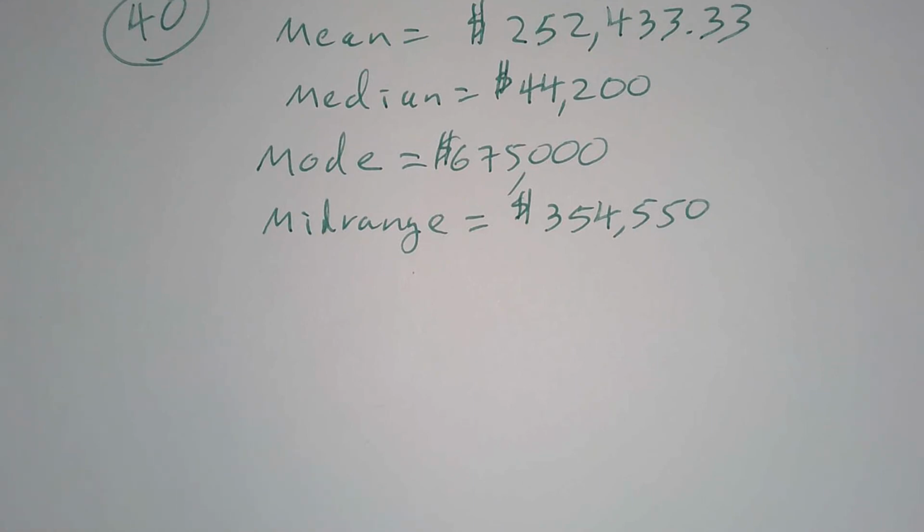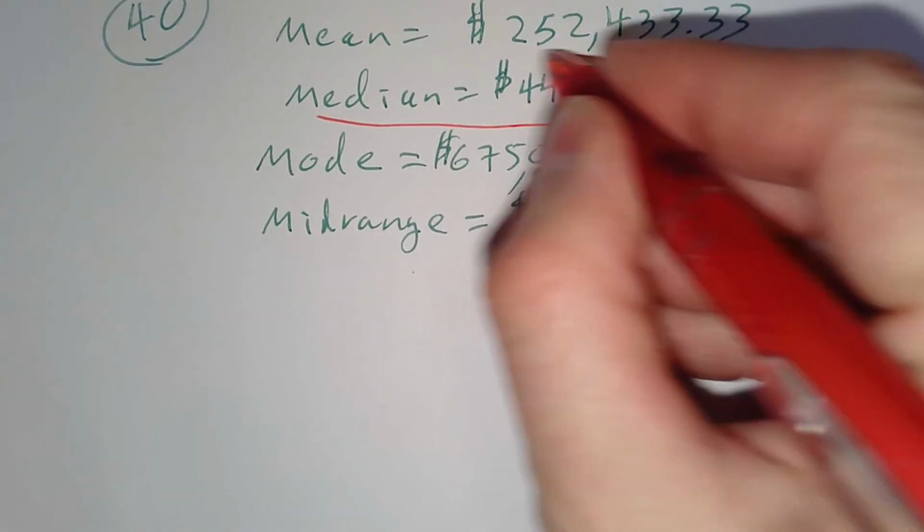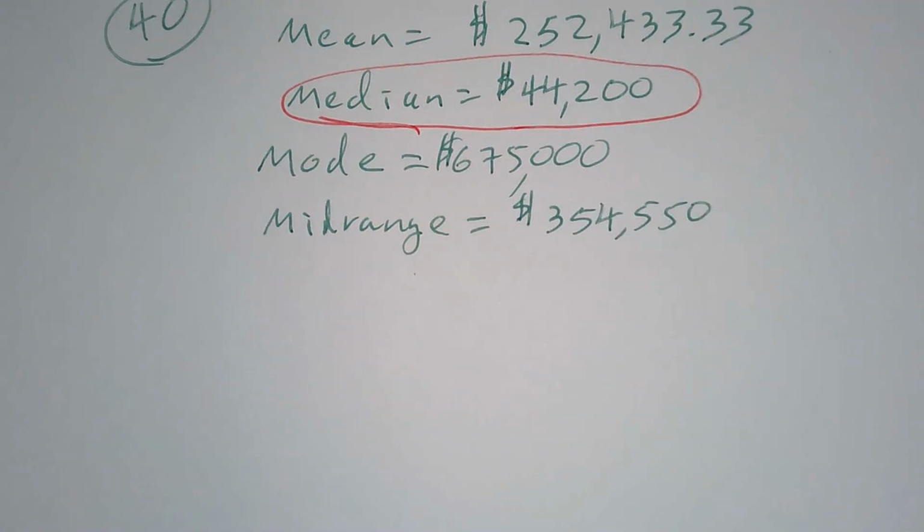Now they also asked us here on this problem, which of the 4 would be the most valid measure of the central tendency in the income of the office? And that's going to be the median. Because at least you know that half the people in the office earn above that and half the people in the office earn below that.